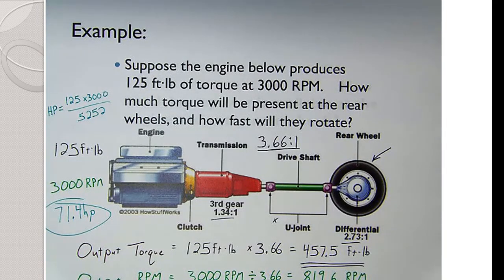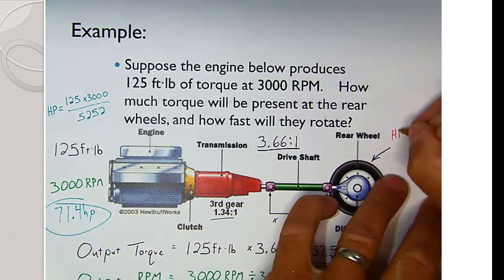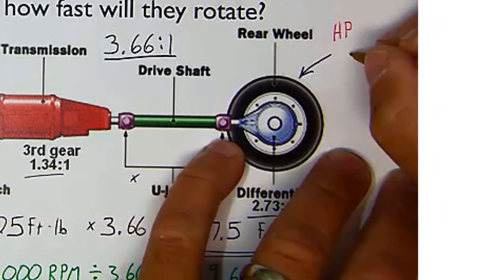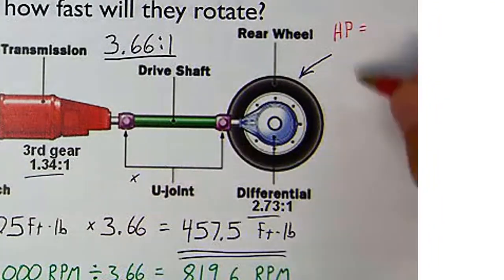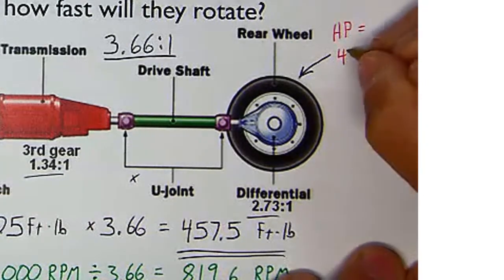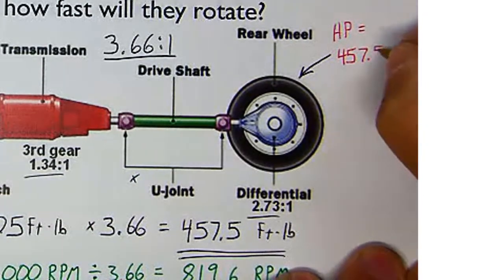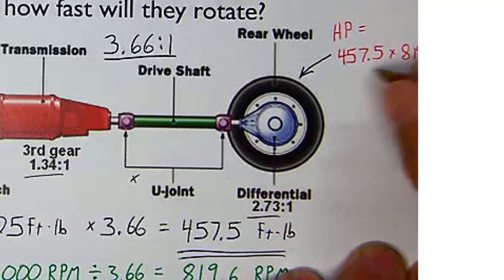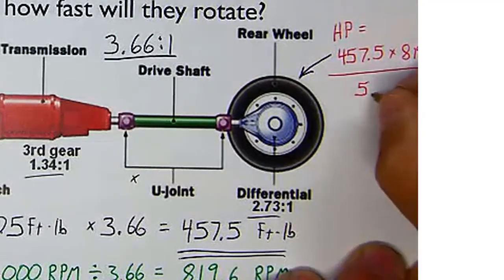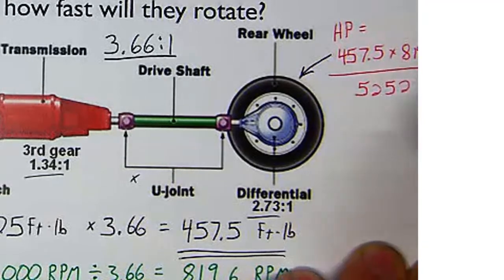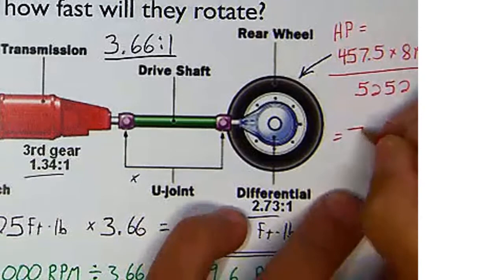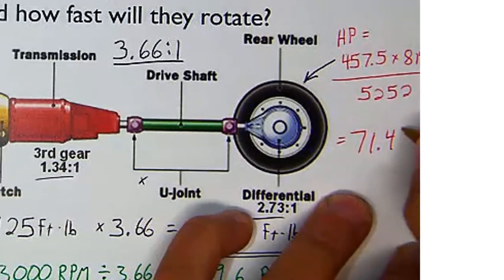But now let's do that calculation again at the rear wheels. Our horsepower back here is also found by taking the torque times RPM and dividing it by 5252. But our torque is 457.5. Our RPMs are 819.6, and we'll divide that by 5252. If you perform that calculation, you get 71.4 horsepower.